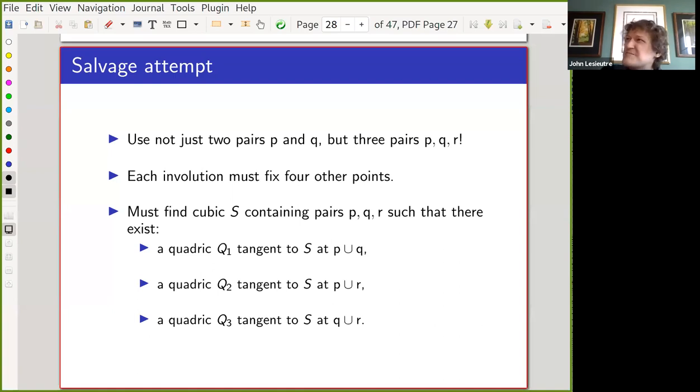So according to our description of the fixed points, when does this happen? We need to find a cubic surface S that contains 3 pairs of points P, Q, and R, such that if I look at the 4 points of P and Q together, there's a quadric surface tangent to the cubic at those 4 points. If I look at the P and R points together, there's a quadric surface tangent to the surface at those 4 points. And if I look at the Q and R points together, there's a quadric surface tangent at those points. It's a lot of conditions. Finding these points is a pretty delicate question.